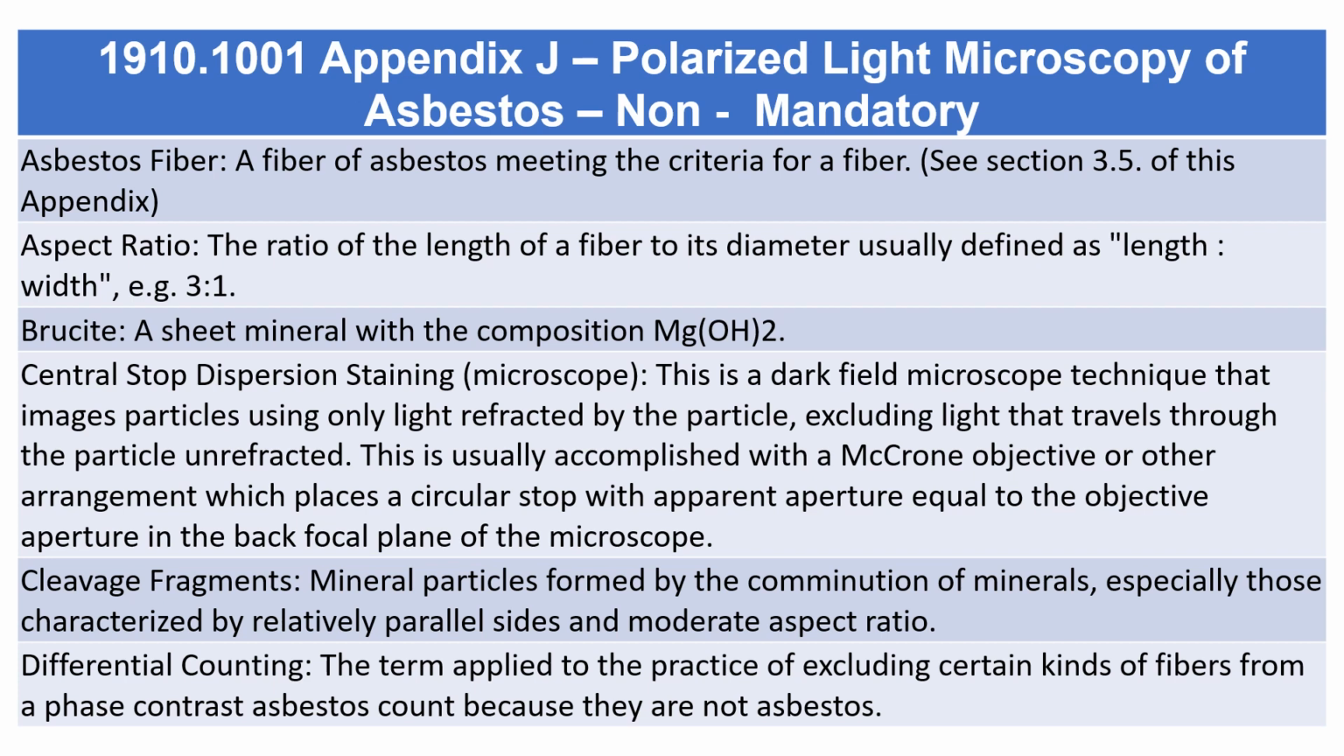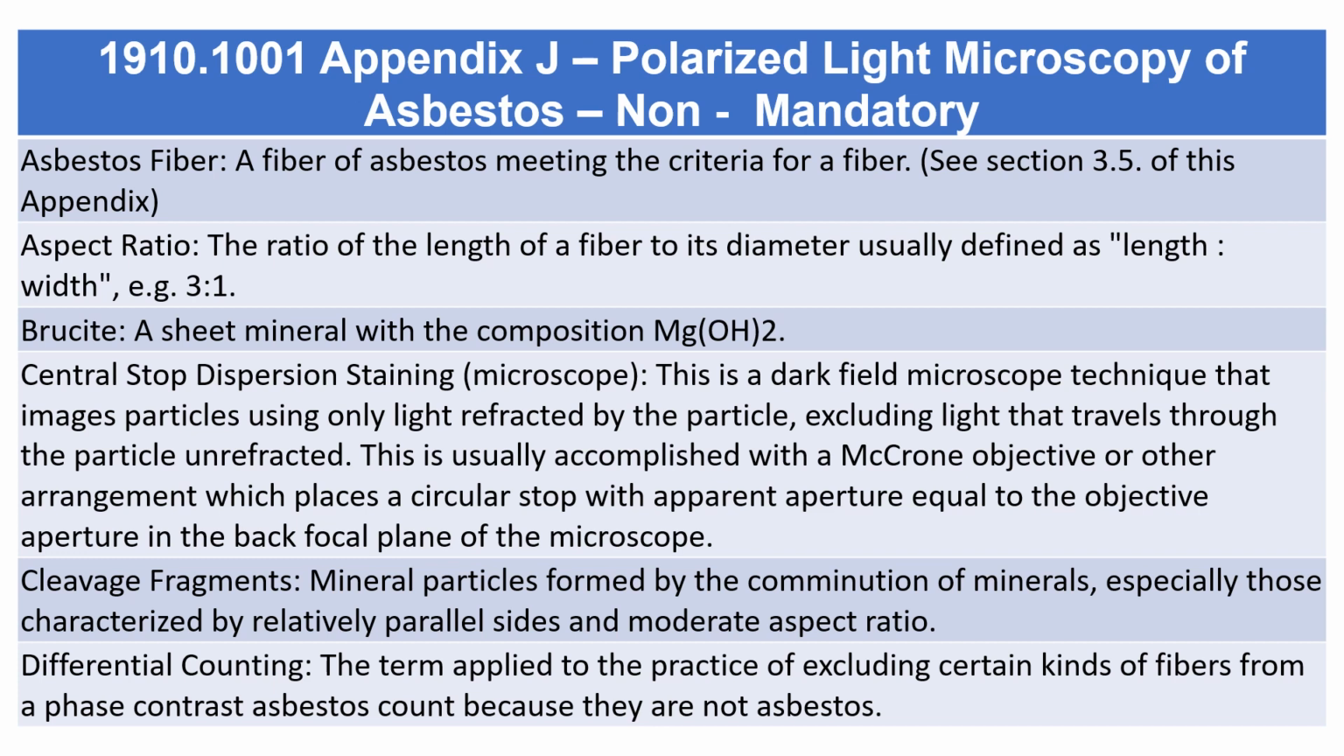Aspect ratio: the ratio of the length of a fiber to its diameter, usually defined as length:width, e.g. 3:1. Brucite: a sheet mineral with the composition Mg(OH)2. Central stop dispersion staining microscope: this is a dark field microscope technique that images particles using only light refracted by the particle, excluding light that travels through the particle unrefracted. This is usually accomplished with a macron objective or other arrangement which places a circular stop with apparent aperture equal to the objective aperture in the back focal plane of the microscope.